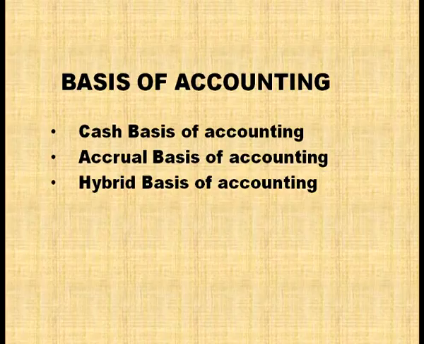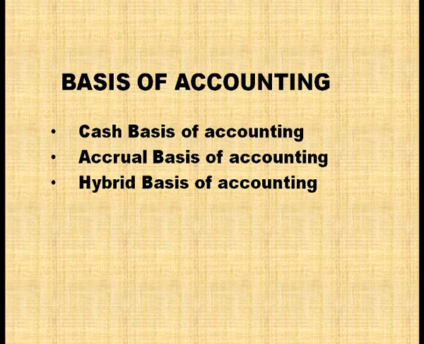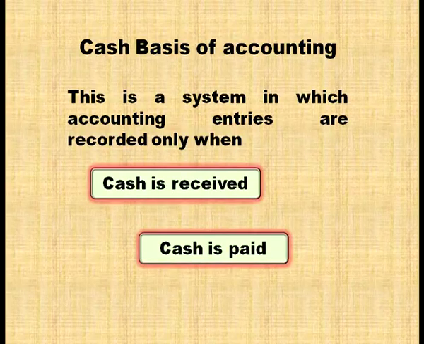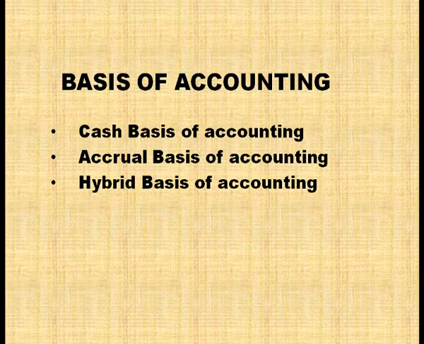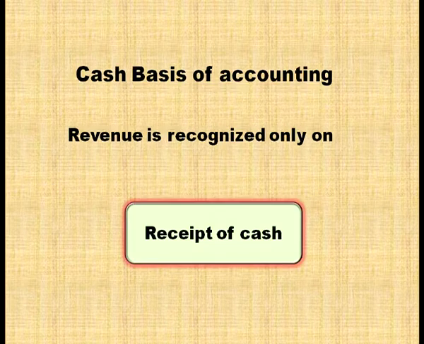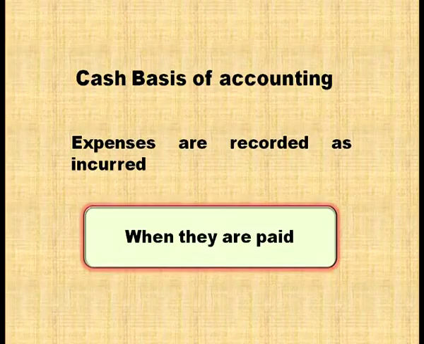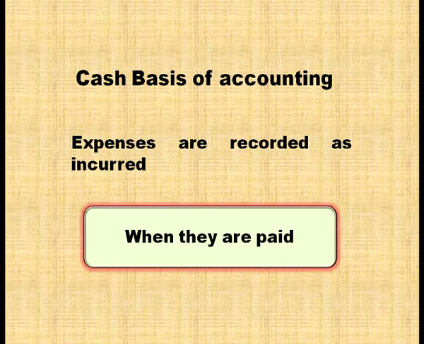We can have a look at basis of accounting. We have cash basis of accounting, accrual basis of accounting and hybrid basis of accounting. Cash basis of accounting is a system in which accounting entries are recorded only when cash is received or cash is paid. Revenue is recognized only on receipt of cash, and expenses are recorded only when they are paid in cash.